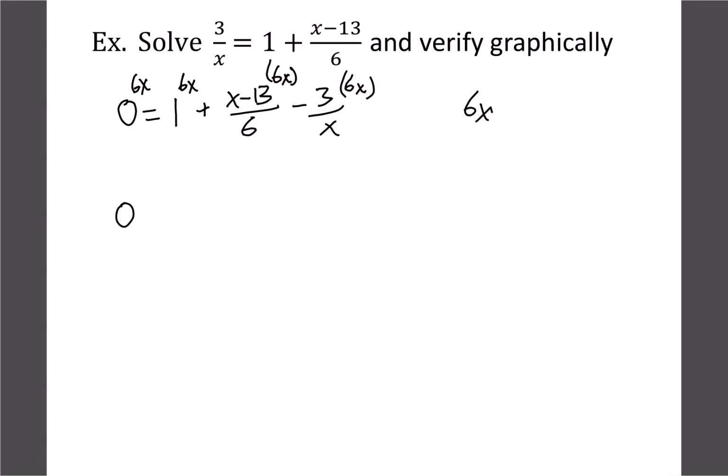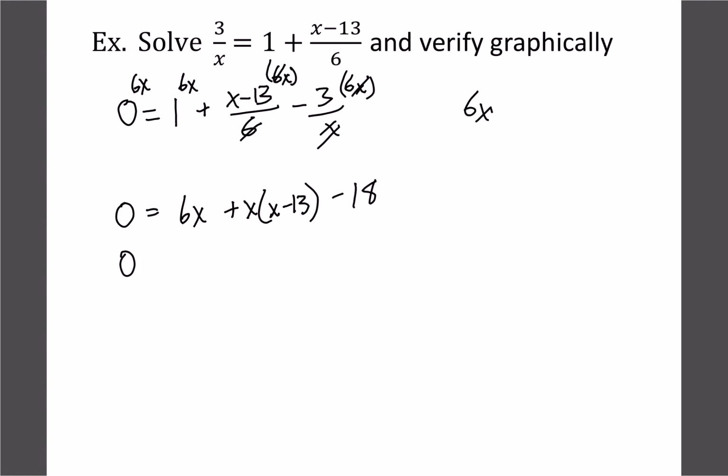So 0 times 6x is still 0. That's why we want to make it 0. It'll always make that side equal to 0, which makes it easier. 1 times 6x, in this case the 6's are going to cancel, so we just get x times x minus 13. And for the last one, the x's would cancel, so we get 3 times 6 is minus 18.